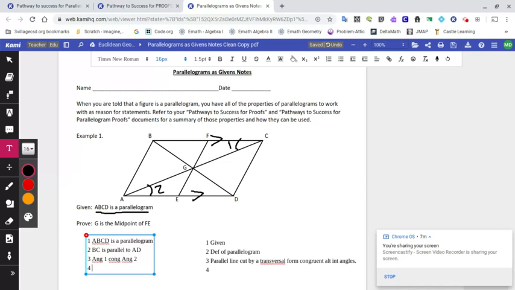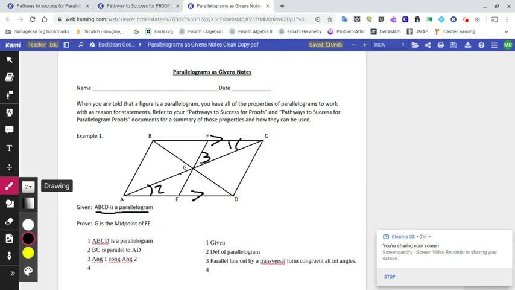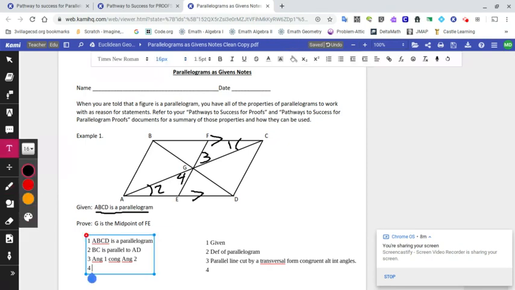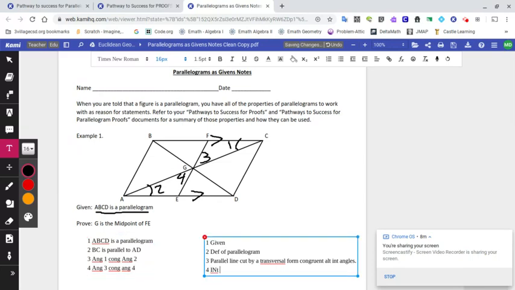Now I'm going to look at these two angles. I'll call this one 3 and 4, because those are going to be my next angles. I can call those congruent because they're vertical. So I'm going to say angle 3 is congruent to angle 4, because intersecting lines form congruent vertical angles.